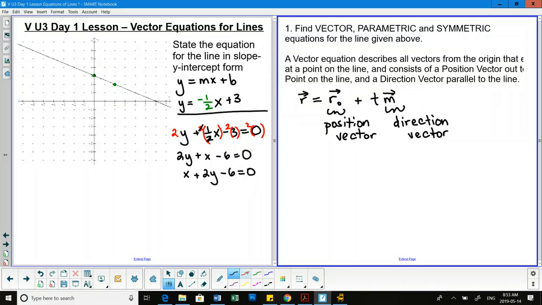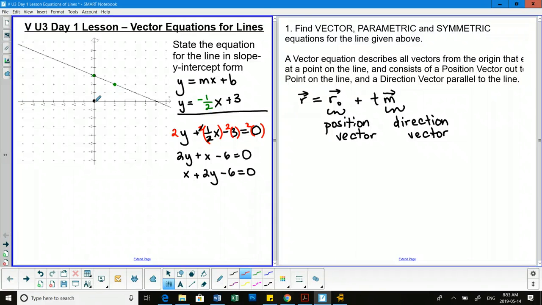Okay? The t essentially just means it can be any scale factor of this direction vector. So for our position vector, one of the easiest things we can do, especially if we already have a y equals mx plus b equation, is just use the y-intercept. So our position vector will be the vector that goes from 0, 0 out to the point 0, 3 on the line. We'll call that R naught.